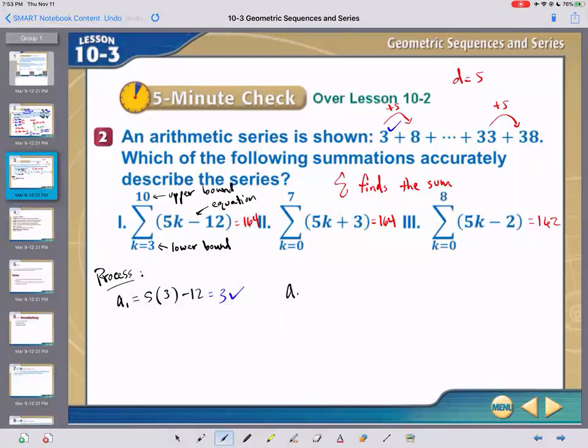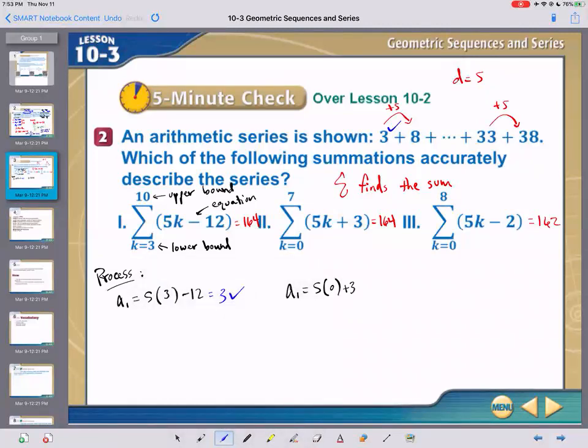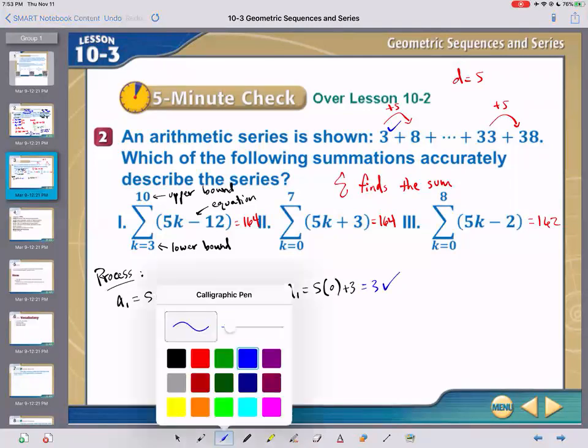Let's try the second option here, series number 2 that's listed. If we plug in a 0, so the first term would be plugging in a k value of 0, this time we have 5 times 0, which is 0, plus 3. Again, I'm getting 3, and that's what it's supposed to equal. So that's good.